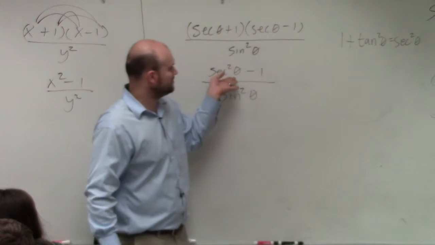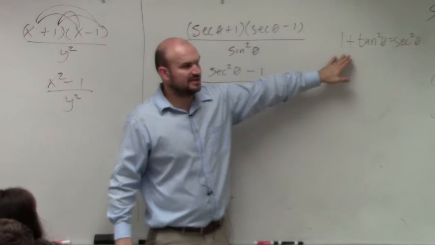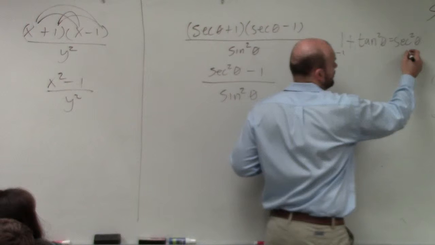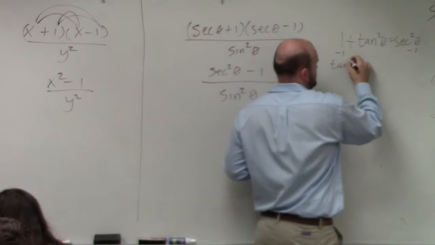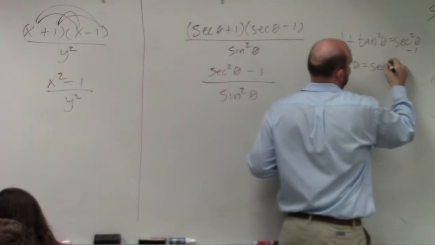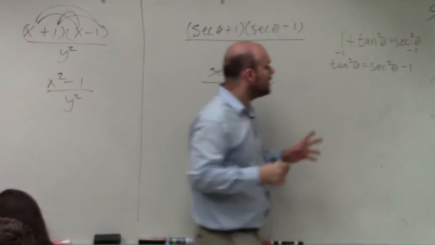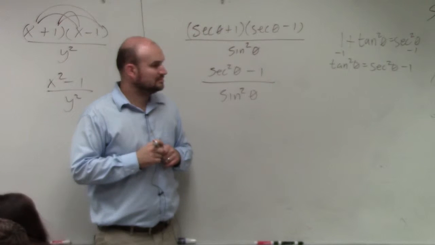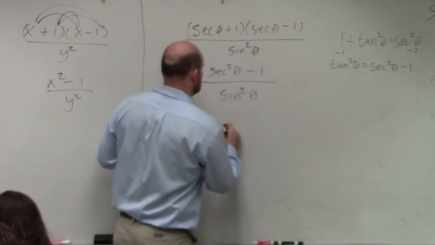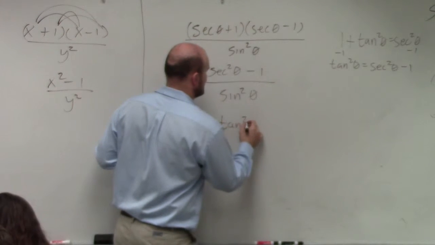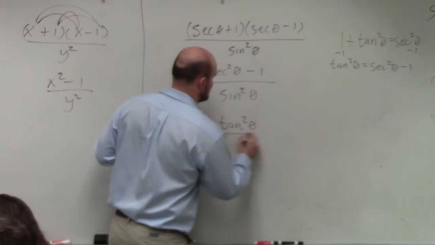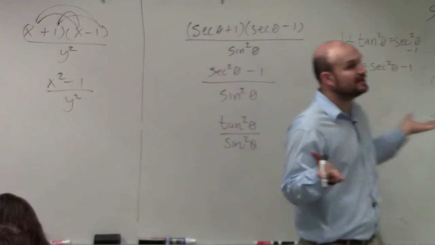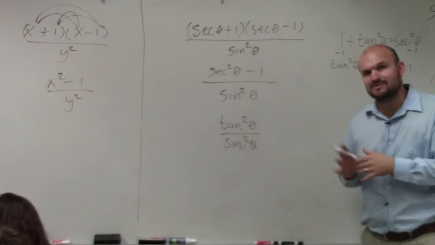Do we know what secant squared of theta minus 1 is in this case? No, we only know what secant squared of theta is. But is it OK to subtract a 1 on both sides? Sure, of course it is. Now, what does secant squared of theta minus 1 equal? Tan squared of theta. So now I will replace secant squared of theta minus 1 with tangent squared of theta. So you might say, OK, now we're done, right? Nope. Not close. We're almost there.